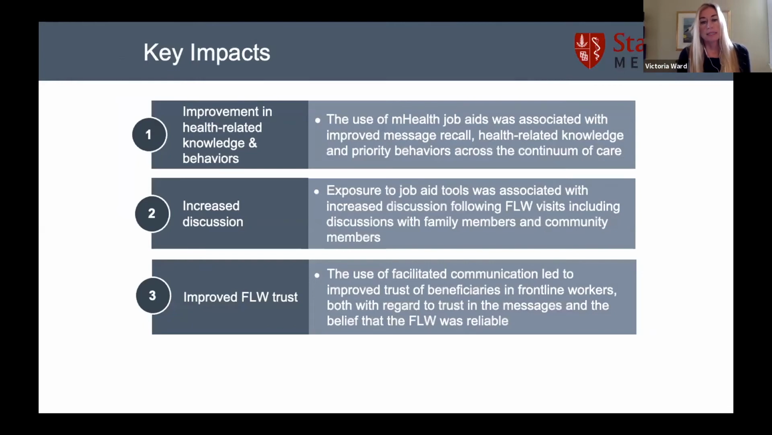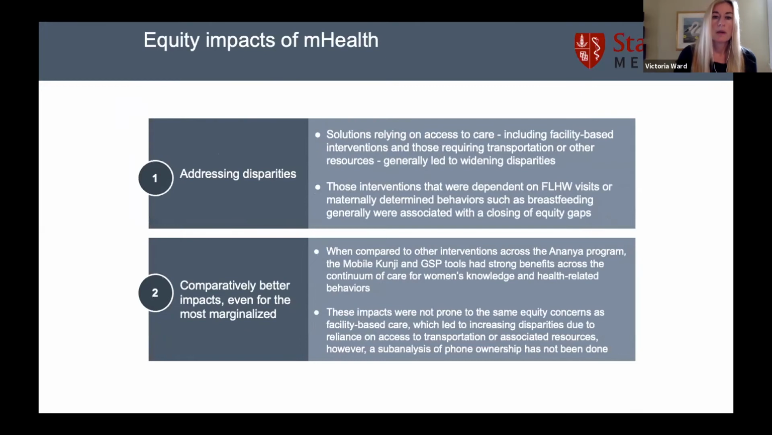So overall, really what we see is that the use of these mHealth job aid tools led to better health-related knowledge and behaviors for those women who had been exposed to them compared to women who just had a conversation with a frontline worker without the tool. They more commonly discussed those messages with others, and they had better trust in their frontline worker.